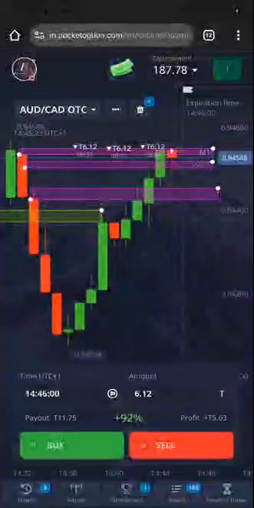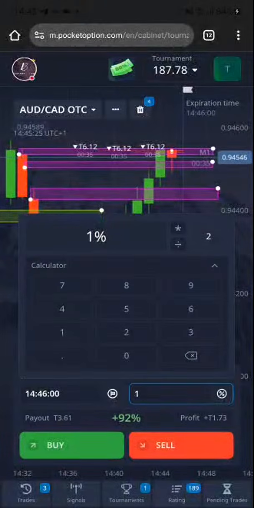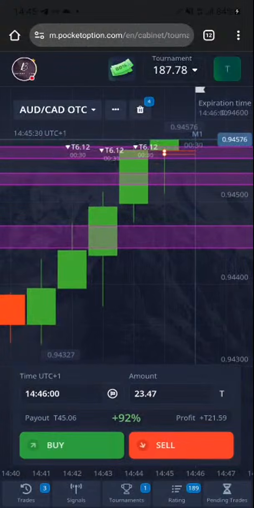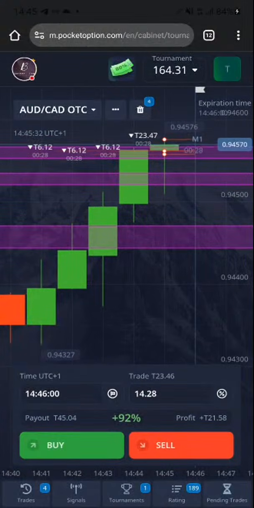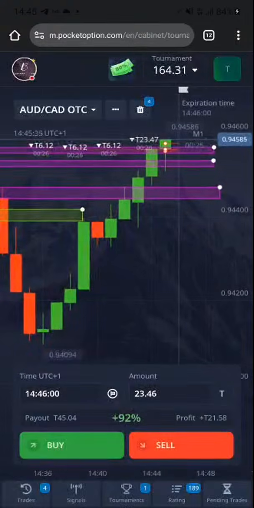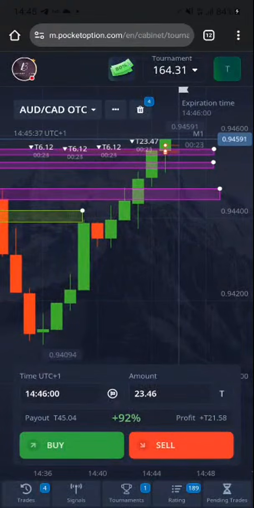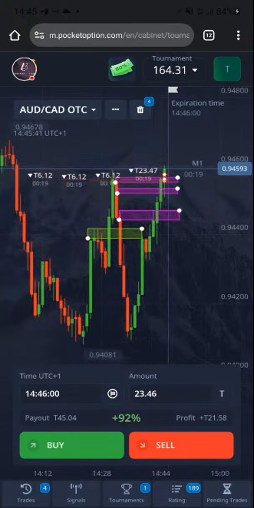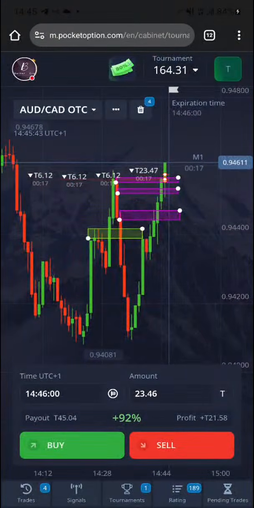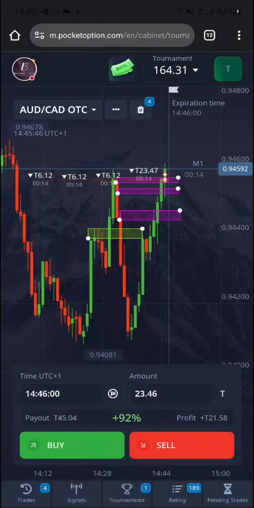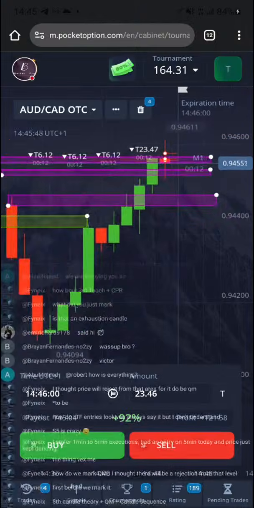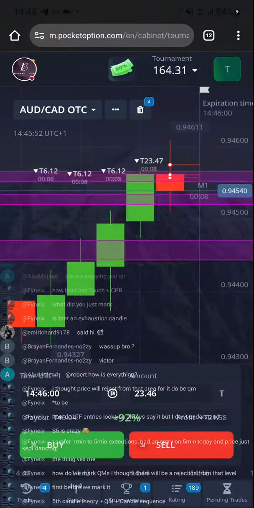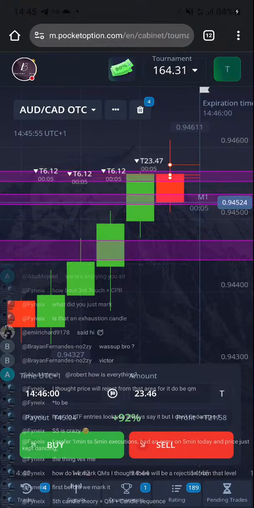Let me go in with the normal amounts. If it gives us the entry again, I'll take one more. Yes. So let's have the pullback. Okay, that's good. Yes, you're gonna pull back. Yeah, the fifth candle theory plus QM.